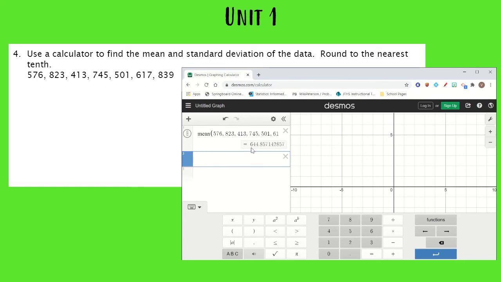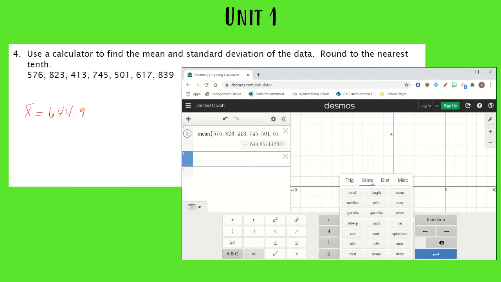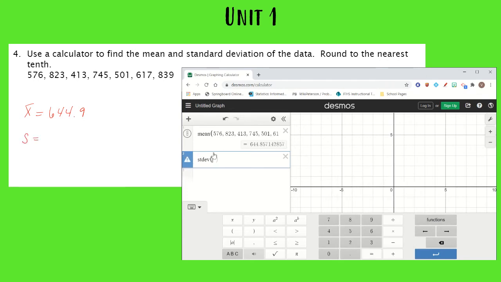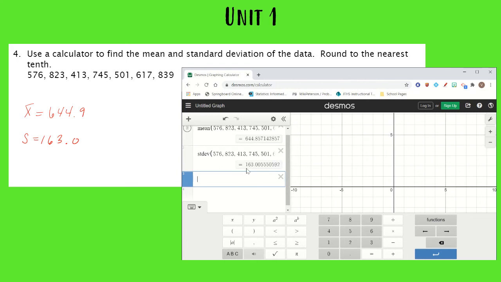And I get that my mean is 644.9 if I round to the nearest tenth. For standard deviation, you're going to do the exact same thing. So I'm going to start a new line right here. I'm going to click on Functions, Stats menu, Standard Deviation, and then type in my list of numbers one more time. Hit Enter, and I get that my standard deviation is 163.0.